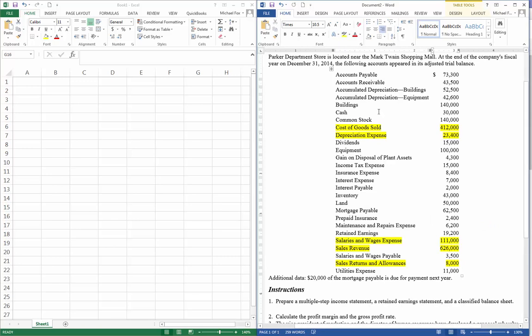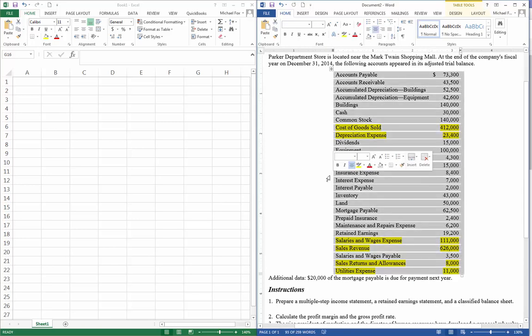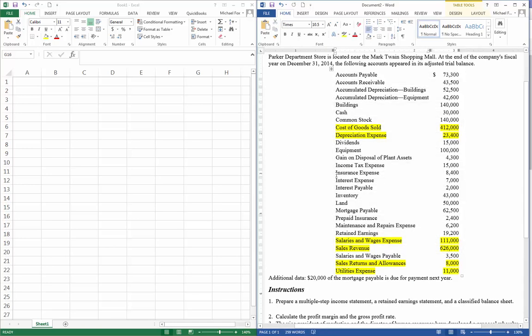Identifying what I'm working with up front makes this a lot easier for me. You can do this another way if you want. Utilities, there's utilities expense. There should be, I missed insurance expense and income tax expense. Actually, since we're doing a multi-step, income tax expense is going to come later, and I'll explain why. There's insurance expense. Interest expense will also come later. And maintenance and repairs expense.